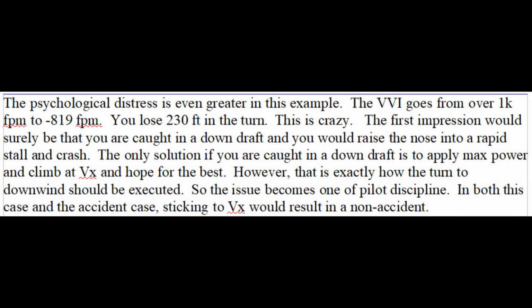The cognitive dissonance is even greater in this example. The VVI goes from over 1,000 feet per minute to minus 819 feet per minute. You lose 230 feet in the turn. This is crazy. The first impression would surely be that you're caught in a major downdraft and you would raise the nose into a rapid stall and crash. The only solution if you're caught in a downdraft is to apply max power and climb at Vx and hope for the best.